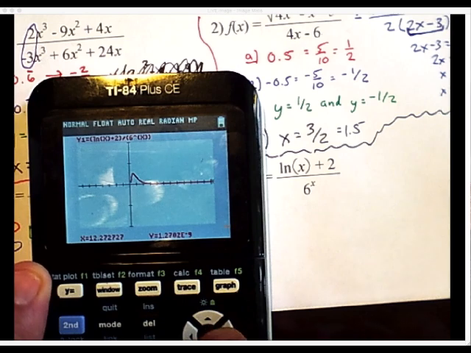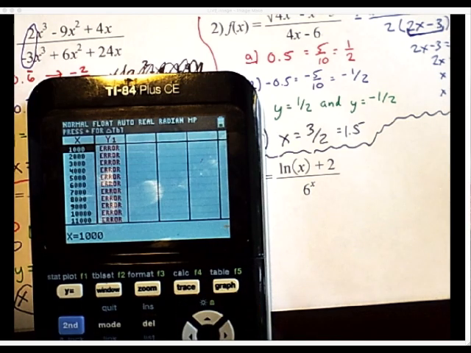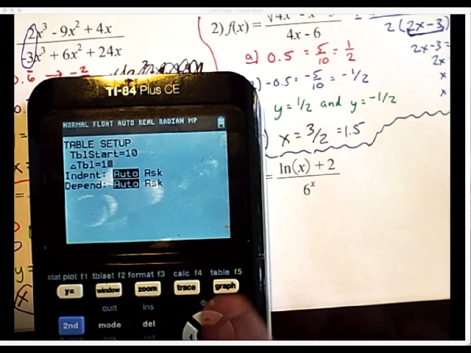Or if you go to your table, maybe start at 1,000 and go up by 1,000 each time. Okay. And that's actually giving me an error here because the numbers are getting too big for the calculator. So maybe we might want to start at 10 and go up by 1. Maybe that might work.